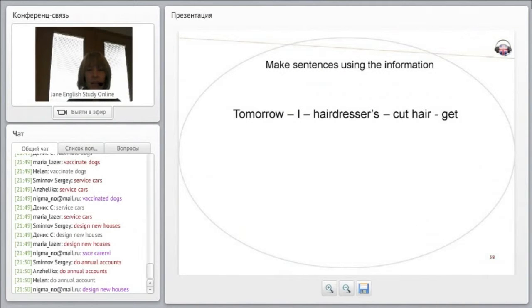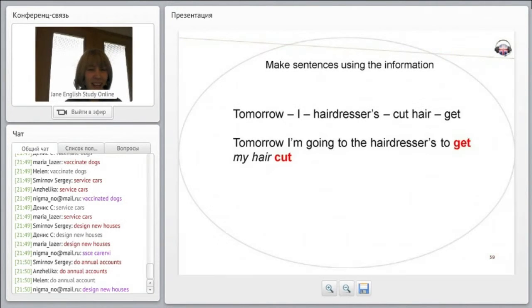So now we're going to work at making some sentences with these words, again using this causative form. We'll give you some words. Let's see, maybe we'll do this first one together. Tomorrow, I blank, hairdressers, cut hair, get. Okay, how would you use all of those words to form a causative sentence that we've just been practicing?